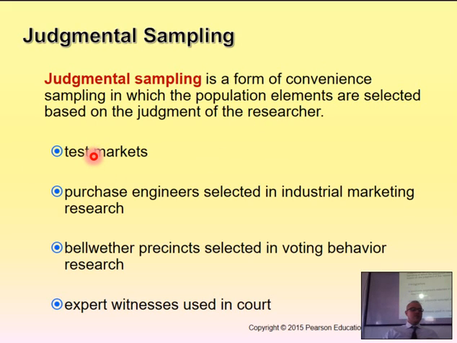It is good for, maybe, test markets, where purchase engineers are selected. You want just the purchase engineers. Bellwether precincts are selected in voting behavior, like those people who are activists. You select experts, or witnesses used in court. So if we are a court and we want to get witnesses, we select these people because we believe they can tell the truth.